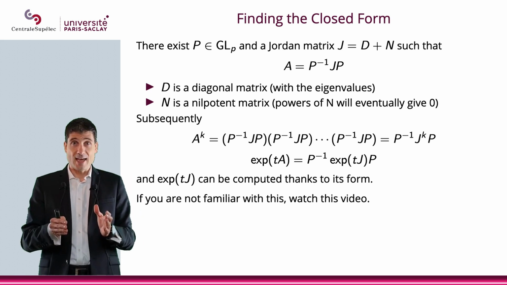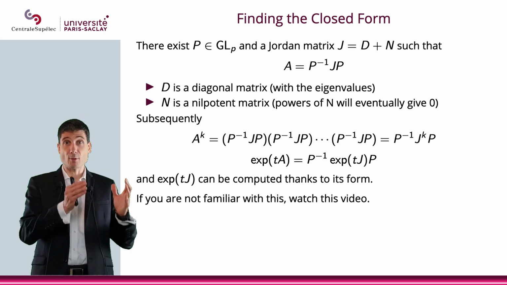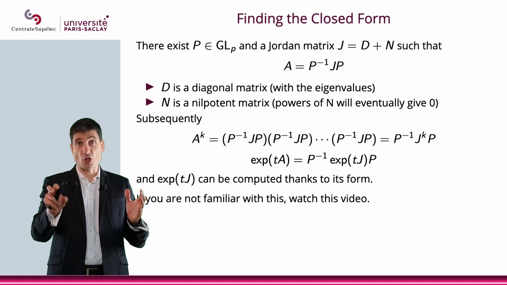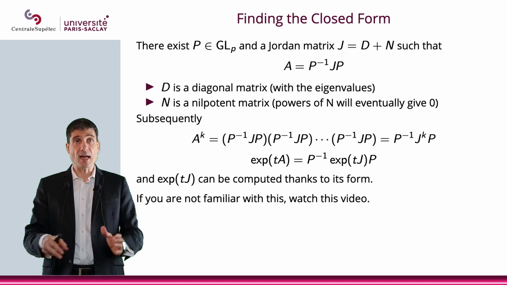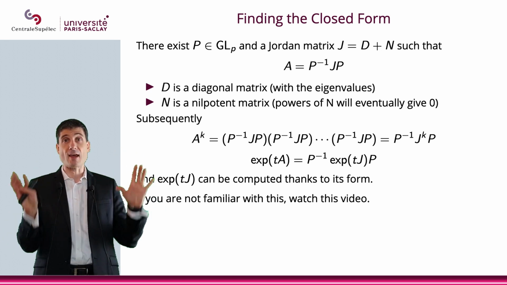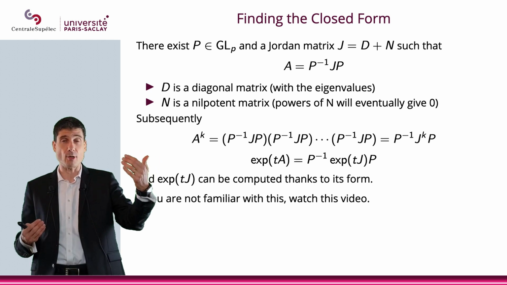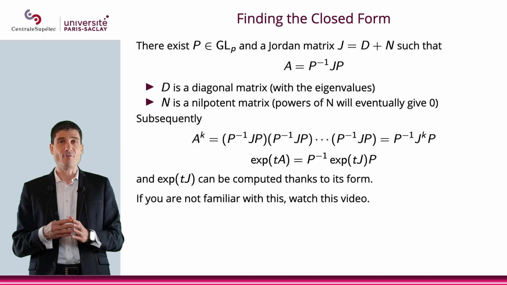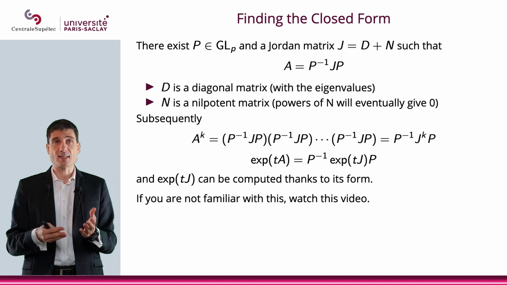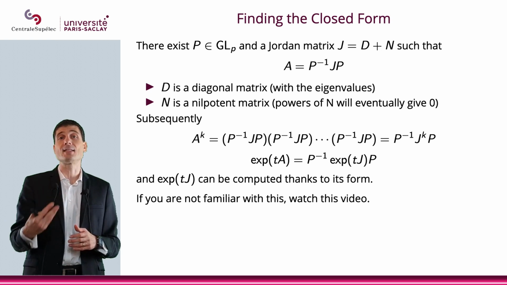There exists a non-singular matrix P such that A can be written as P inverse J P, where J is a Jordan matrix. Now, the Jordan matrix will be a diagonal matrix, which is basically zeros everywhere, but on the diagonal you have numbers which possibly are not 0, which are the eigenvalues of A, plus N, which is a nilpotent matrix. That means that when you raise N to a certain power, at some point you will get 0.